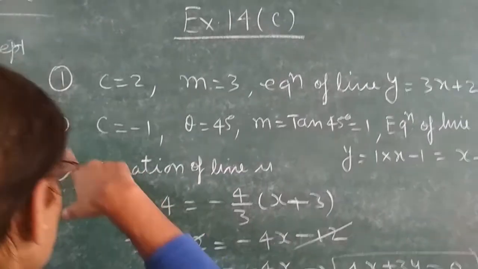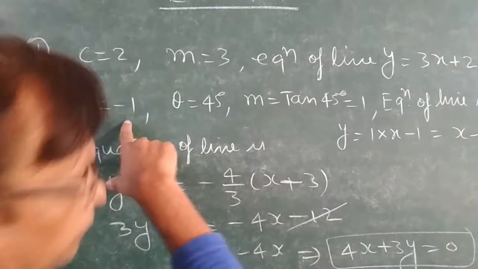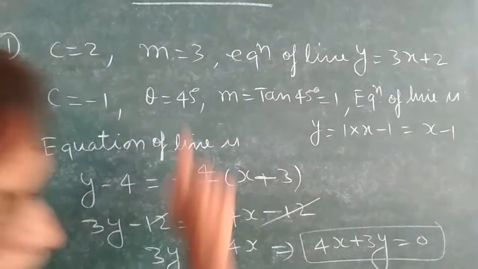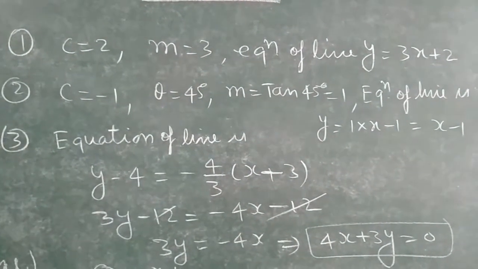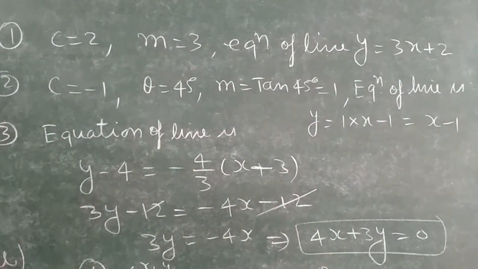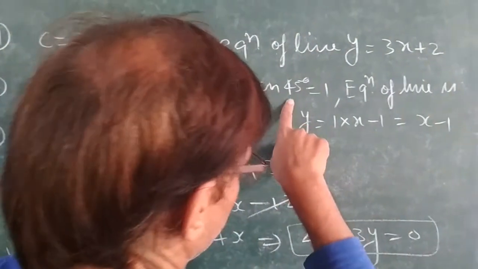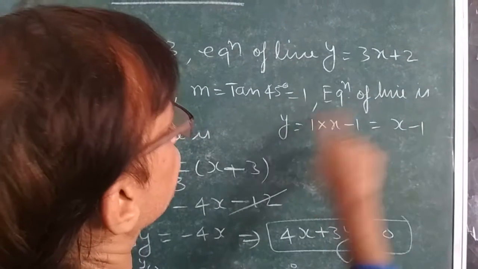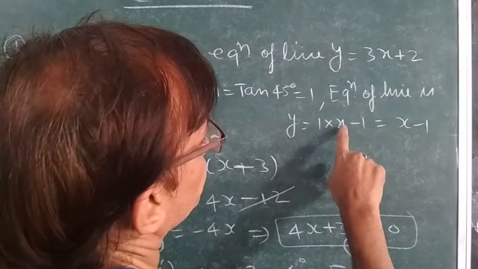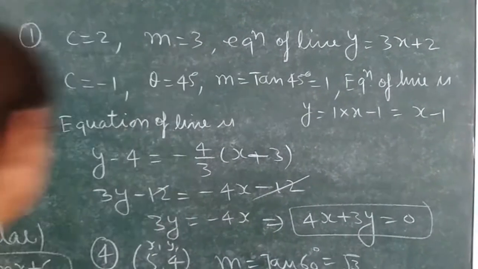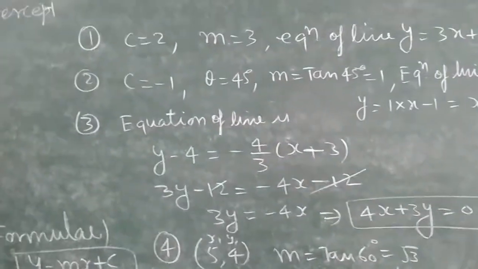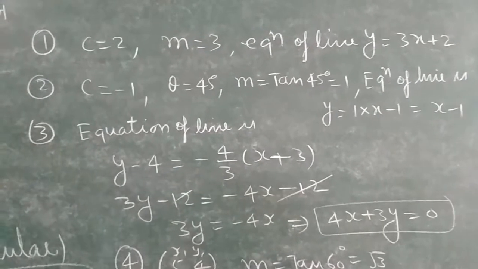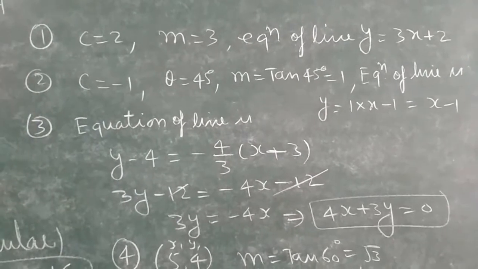Now same way, question number 2, c equal to minus 1, theta equal to 45 degree. If you are given theta, meaning inclination, we can find the slope of the line by using m equal to tan theta, m equal to tan 45 degree, that is 1. So therefore the equation of line is y equal to 1 into x minus 1, equal to x minus 1. This is the answer.